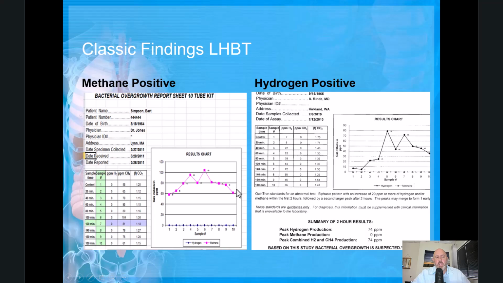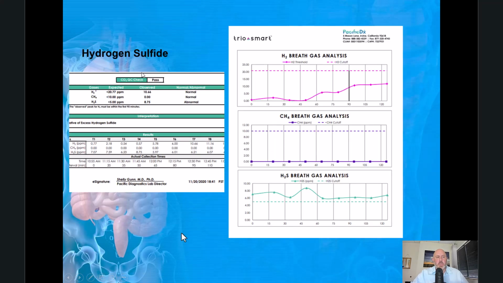That's usually when you've swallowed the substrate and you're blowing off gas that's 90 minutes or more into the test, and that would be where we're seeing, down here in the 120 minute, 140 minute and beyond. That's usually in the colon region, which we would expect there to be high amounts of microbes. This is the Trio Smart format, showing their three gas representation.